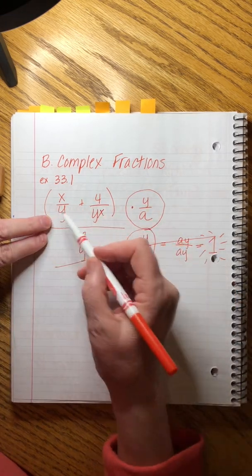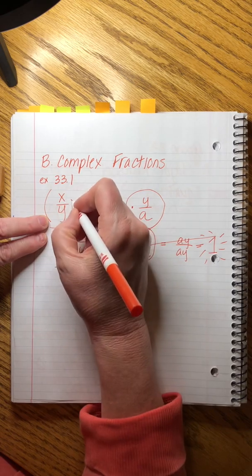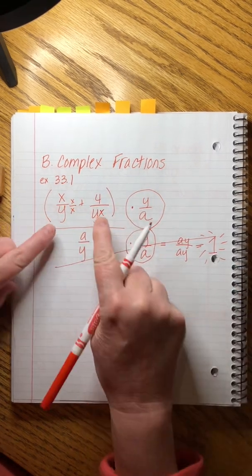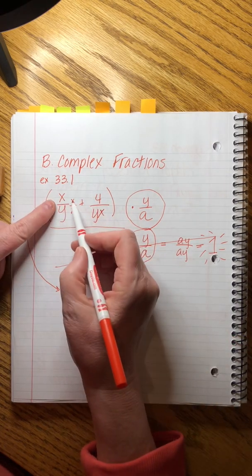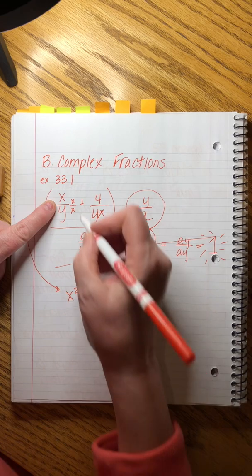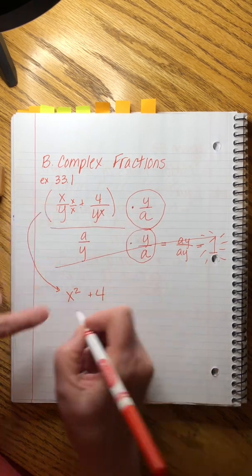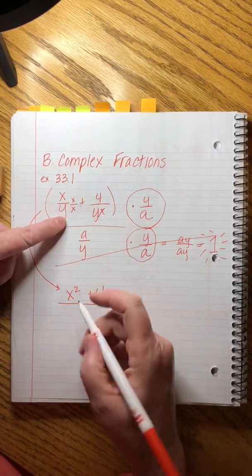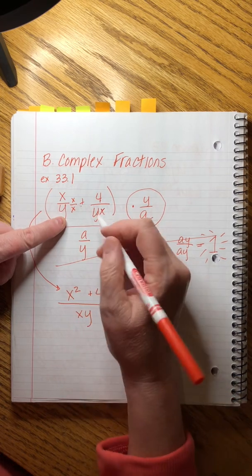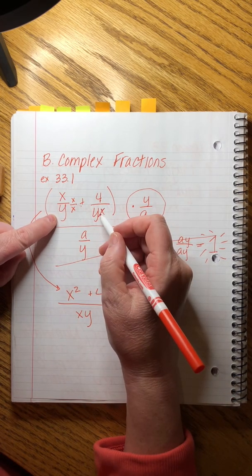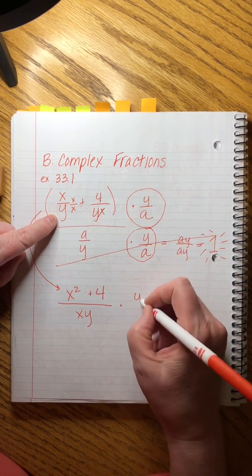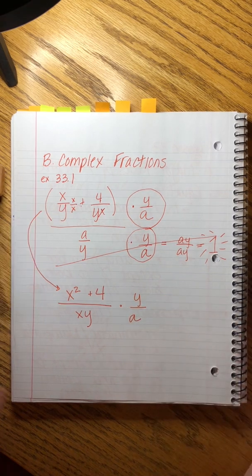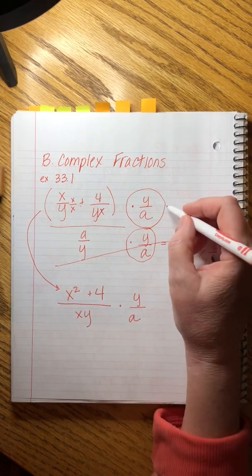So in order to add these, they have to have matching denominators. This just needs to be multiplied by x over x, right? Then they'll be matchy. So I'm going to bring this down here. This is going to become x squared plus 4. All of that is now smushed together over a denominator of xy. I'm going to write it like a civilized person and put it in order. This has to be multiplied by y over a. Make sense? I just brought this as that, and then this is this.